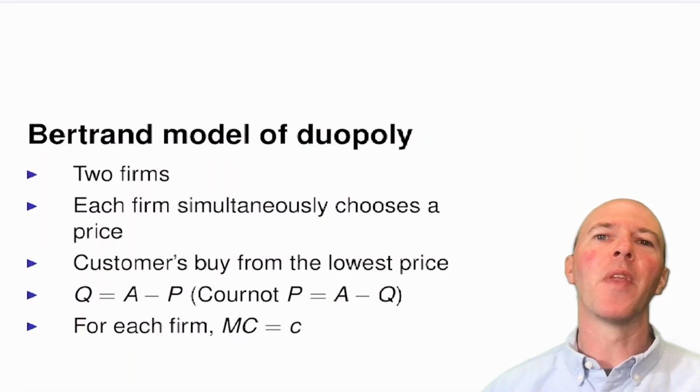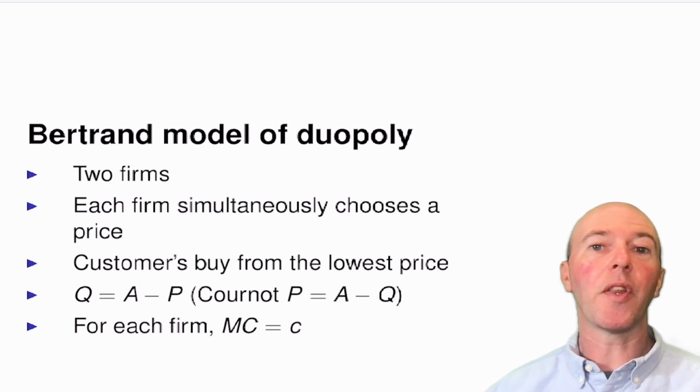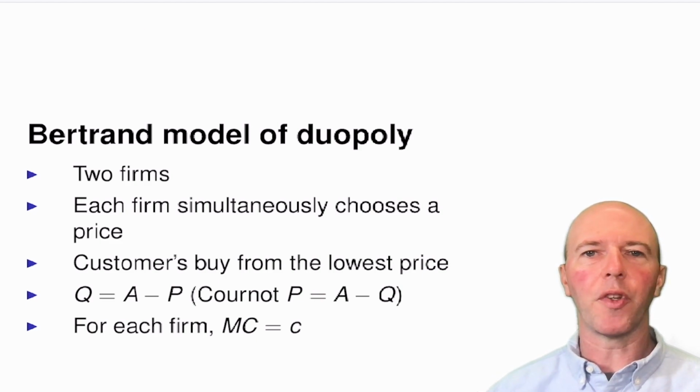Okay, this is our game. We have two firms, and each firm is going to simultaneously choose the price for their product. Customers are going to buy from whichever firm sets the lowest price. How much are they going to buy? Well, to keep things simple, we're just going to have a nice, easy linear demand, which is to say that the quantity they sell is going to be some parameter A minus the price they set. Each firm has really simple costs, which is to say that they have a constant marginal cost of producing an object, equal to some parameter C.